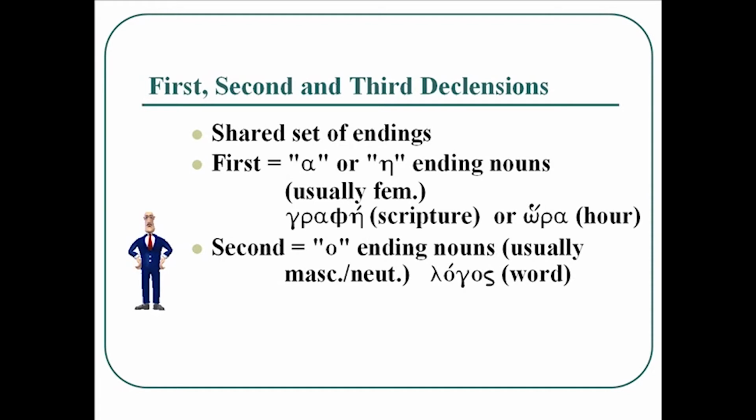Second declension nouns end in an omicron. Basically, you just slide the sigma off and you see that the noun ends in an omicron. These nouns are usually masculine or neuter. An example we've already had is logos, which means word, and it's masculine, second declension. The root form ends in an omicron.